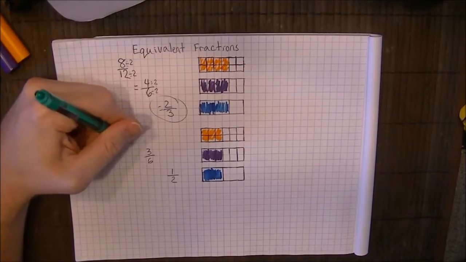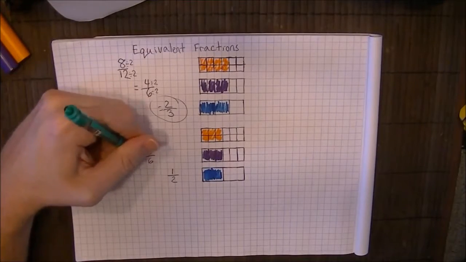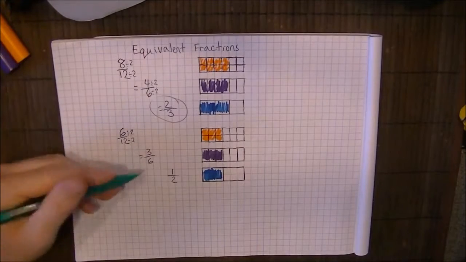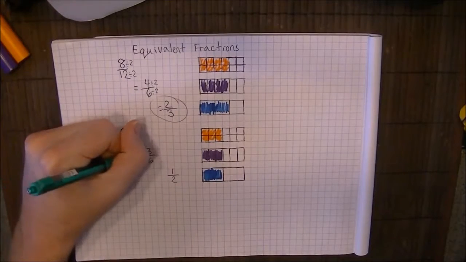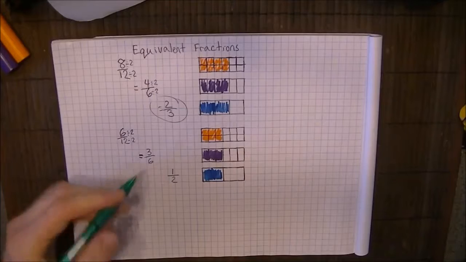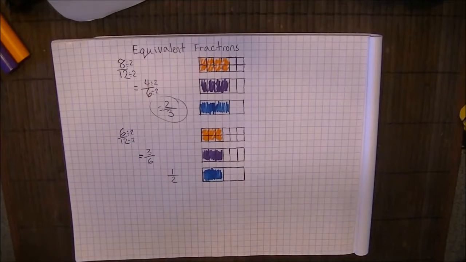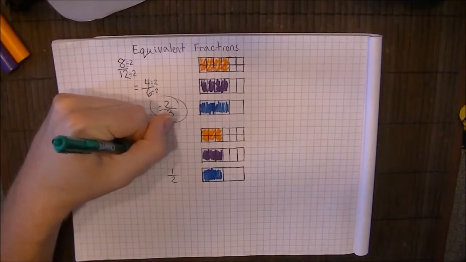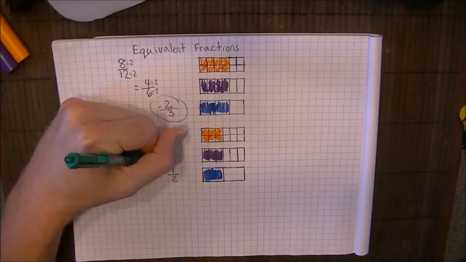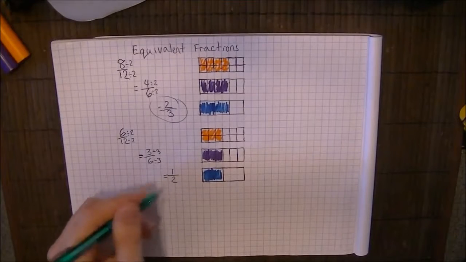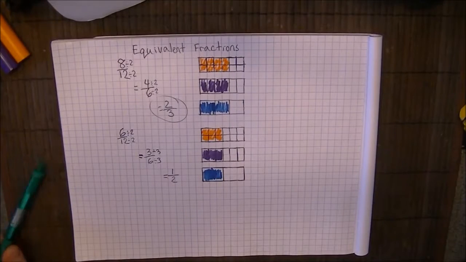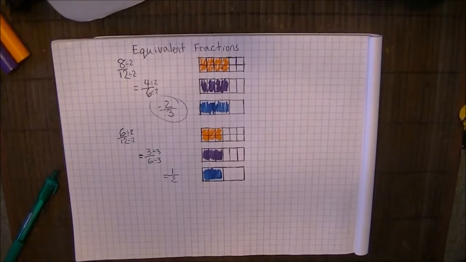6 divided by 2, and then 12 divided by 2 gets me 3 sixths. Okay, now, can I divide that by 2 again? No, but I could divide it by a different number. I could divide both by, say, 3. 3 divided by 3 is 1, and 6 divided by 3 is 2. And there you have it. All right, so that is the introduction to equivalent fractions and lowest terms.